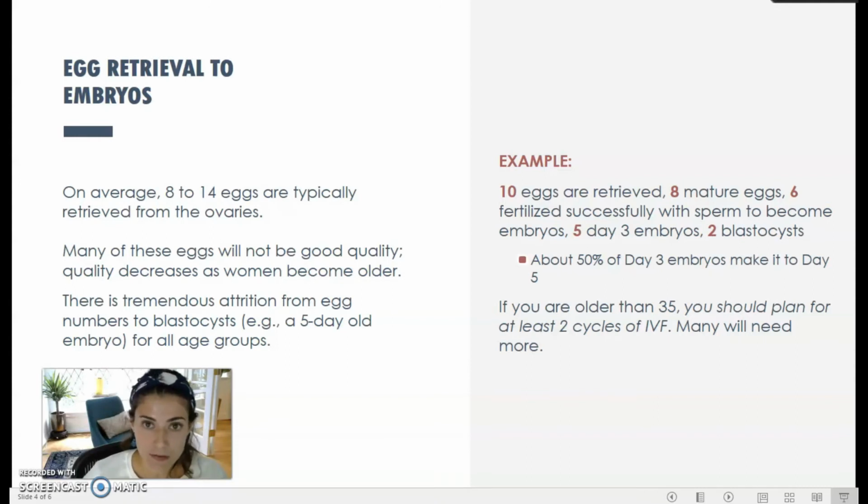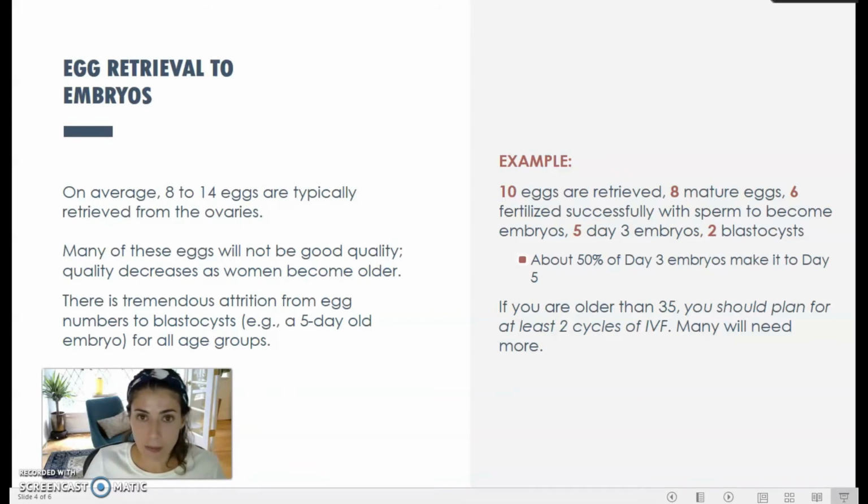So on average, there are about 8 to 14 eggs that are retrieved from an IVF cycle, and this involves women from their 30s until they're 45. So that's a huge range, and you can get more precise numbers according to your age in many sources. But let's just say it's between 8 to 14. The issue is that although that seems like a lot of eggs, many of these eggs will not be of good quality. And unfortunately, as women get older, the quality of their eggs decreases significantly.